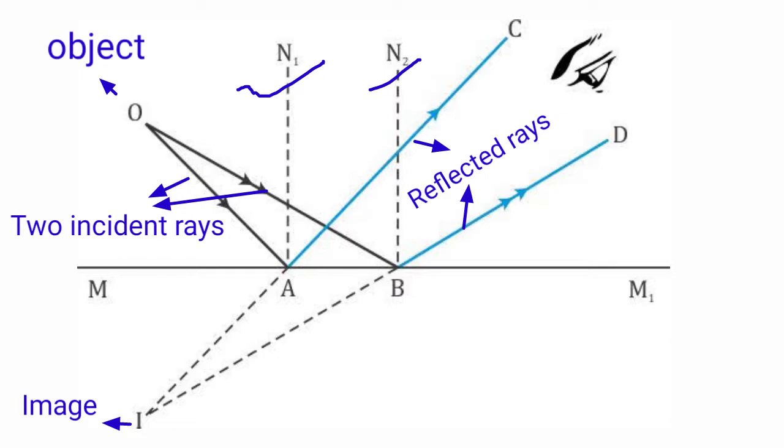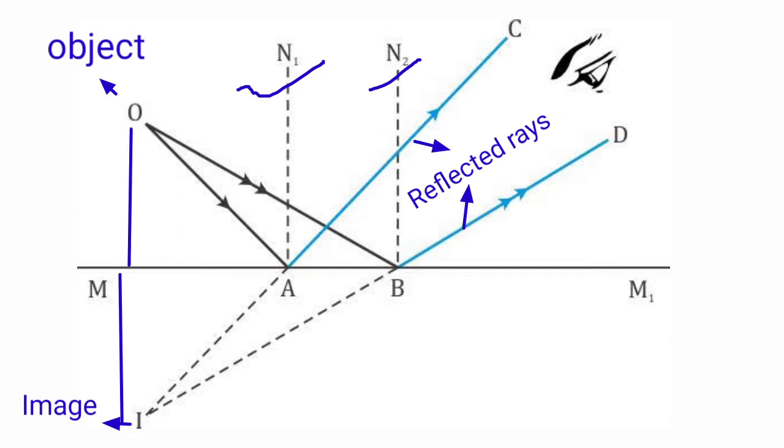So this I, now you join MO and MI. When you join, then you understand the distance of MO and MI is equal. It means the distance of the object from the mirror and the distance of the image formed from the mirror, both are equal. Also you understand that the object is present in front of the mirror but the image formed is behind the mirror.